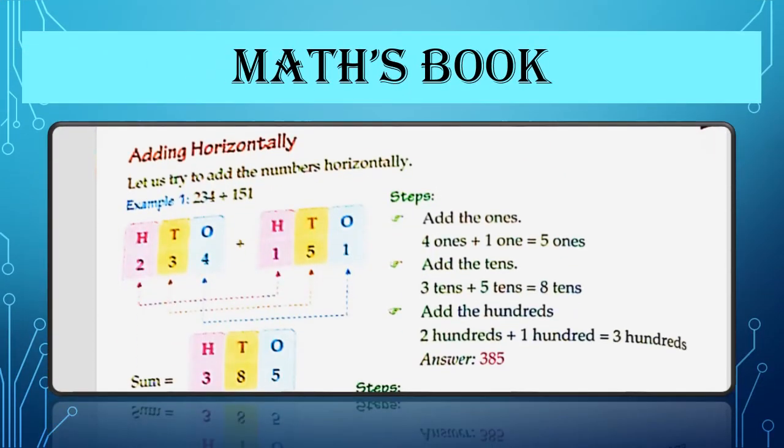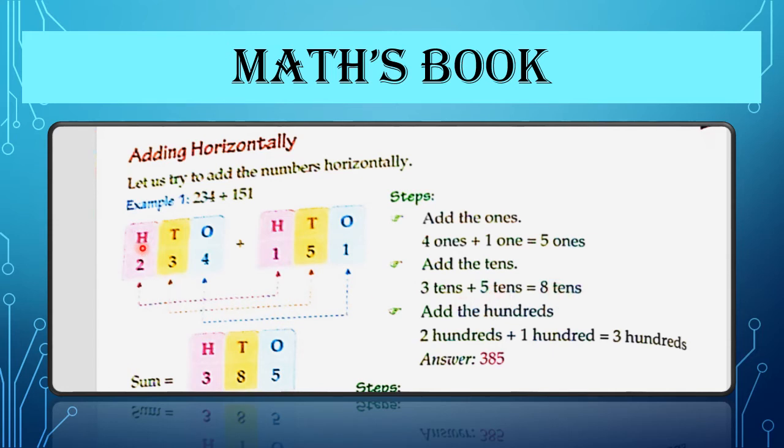You can learn this concept from your maths book also, and the examples are given. Here you can see the numbers given are 234 and 151. The process says, first of all add the ones digit, that is 4 and 1. So when we add 4 and 1, you get 5 ones. Next step, you add the tens place, that is 3 and 5. So 3 tens and 5 tens will make 8 tens.